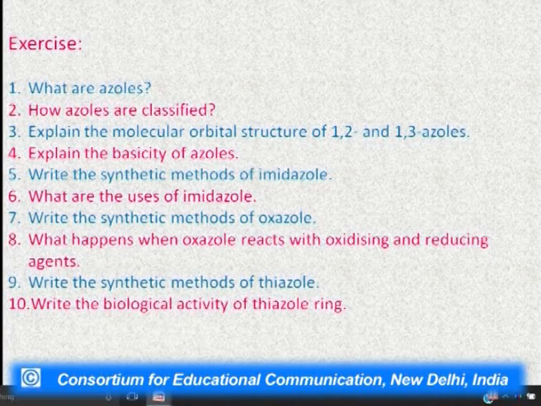Now come a few questions based on this azoles topic. What are azoles? How are these classified? How has the molecular structure of 1,2 and 1,3 azoles been assigned? Explain the basicity of azoles and some synthetic methods of imidazole, oxazole and thiazole, and what happens when oxazole reacts with oxidizing and reducing agents, and you can write about some biological activities of these azole rings.